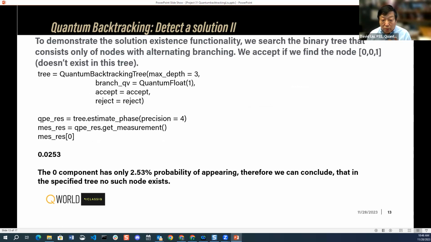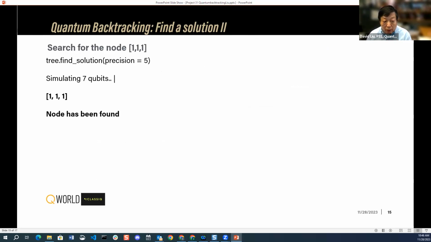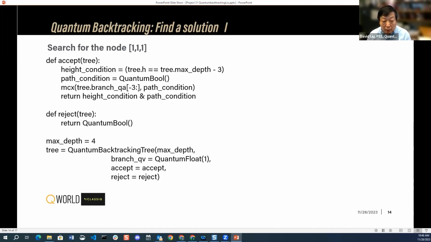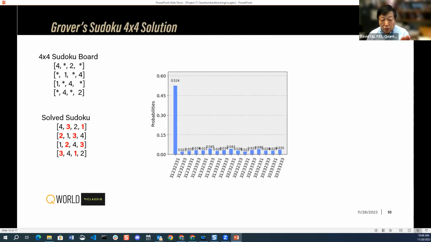Here we try to find, with the quantum backtracking, the final solution, not just detect. In this example we try to find node 10111. We define a accept function and reject function, then run the quantum tree. We have 7 qubits, and we find that 111 is found. It's just preliminary. I haven't been able to define the accept and reject for the Sudoku yet. I need to define a function, and I should be able to do the same thing as the Grover's algorithm for Sudoku. Next time I should show how to use the quantum backtracking.